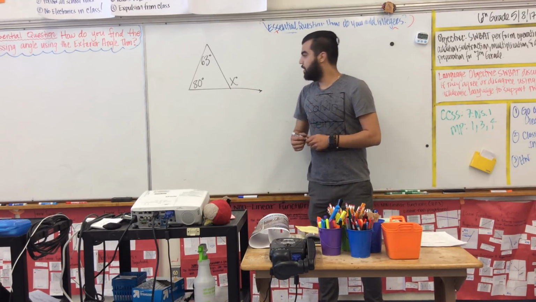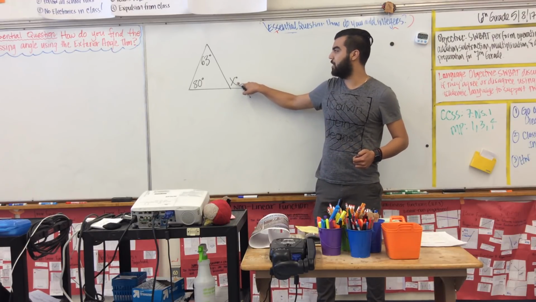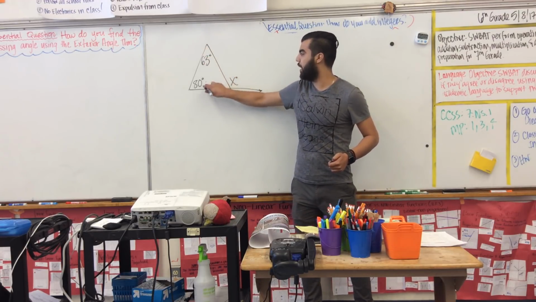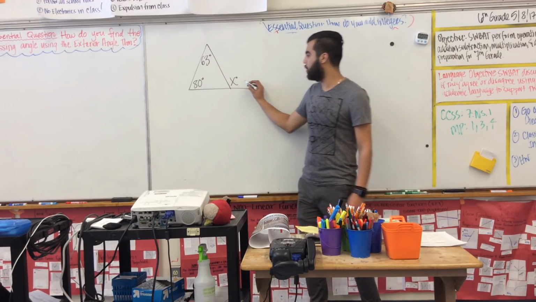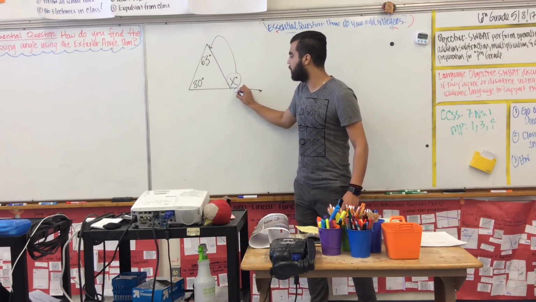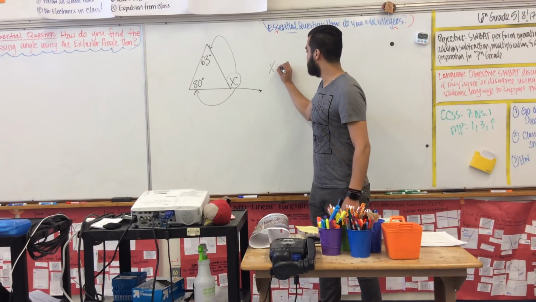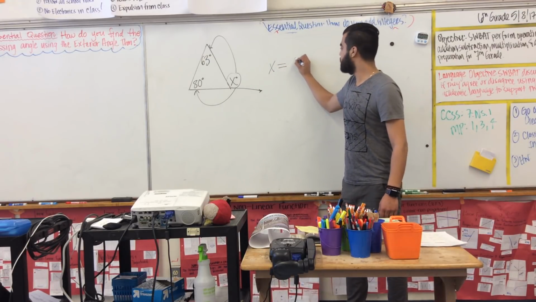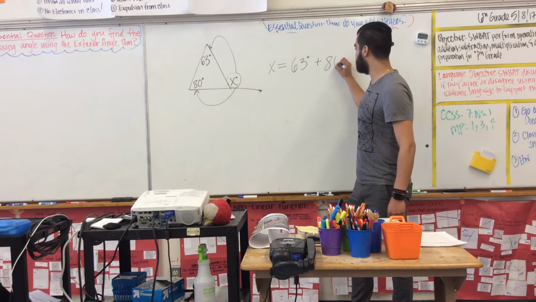The exterior angle theorem states that the exterior angle is equal to the sum of these two angles here in the triangle. So let's set up our equation. I know that x is equal to the sum of these two angles. So that looks like this: x equals 63 degrees plus 80 degrees.